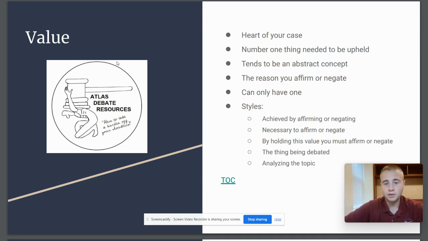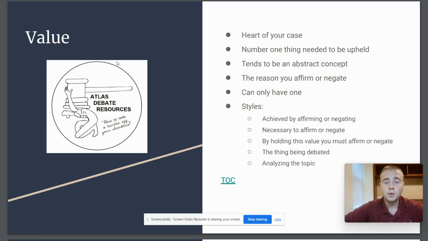That's what these 2 points are here to explain: when you hold this value, I must affirm or I must negate because of it. So, pretty simple. If you're going to run this type of value, you need to be very passionate and very well spoken. It's not very recommended for beginners because it's very emotionally charged.